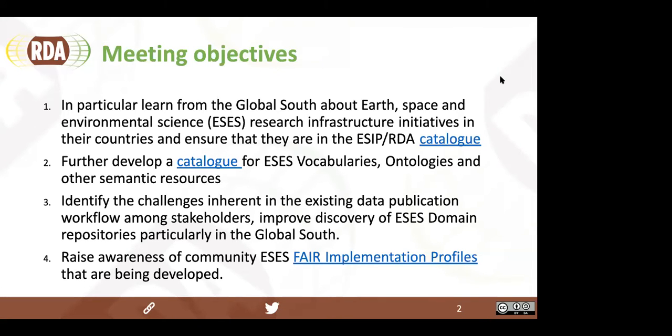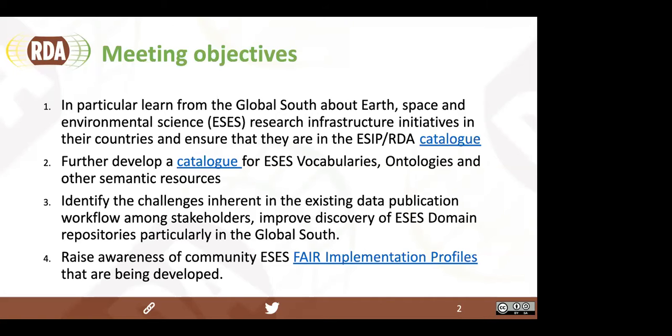Our meeting objectives, and I'll get back to this later: we want to learn about what the Global South is doing in Earth, Space and Environmental Science research infrastructure initiatives in their country, and hopefully get them to join in a catalogue that we've been building up over the last few years.